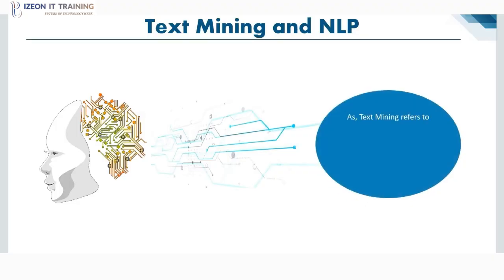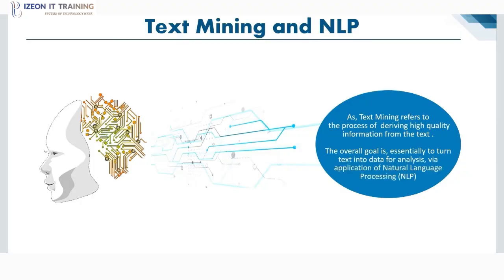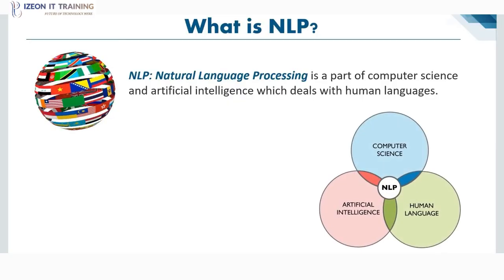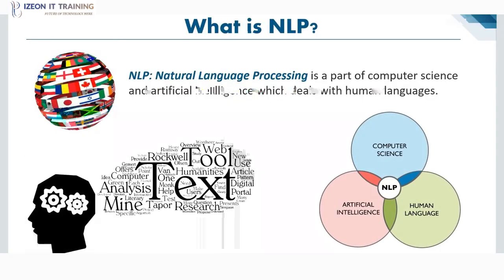Now, as text mining refers to the process of deriving high quality information from text, the overall goal here is to turn the text into data for analysis. And this is done by the application of NLP or natural language processing. So let's understand what is natural language processing. NLP refers to the artificial intelligence method of communicating with an intelligent system using natural language. By utilizing NLP and its components, one can organize massive chunks of textual data, perform numerous automated tasks, and solve a wide range of problems such as automatic summarization, machine translation, named entity recognition, speech recognition, and topic segmentation.